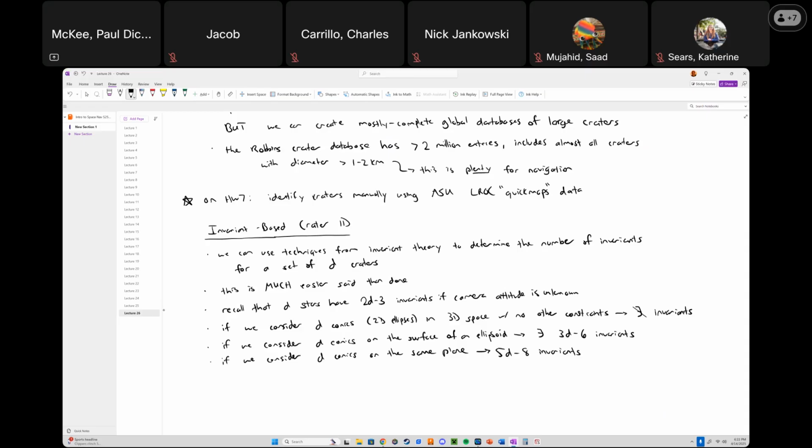Okay. Thus, we can leverage invariance for crater ID using high and low altitude images, right? Images that contain a lot of the lunar surface, and low images where it's basically a plane underneath you. We can leverage invariance for crater ID using high and low altitude images.